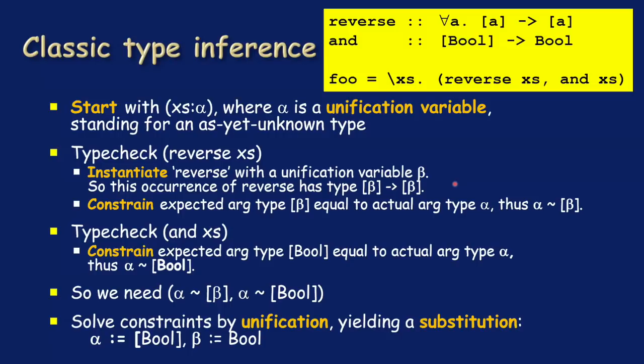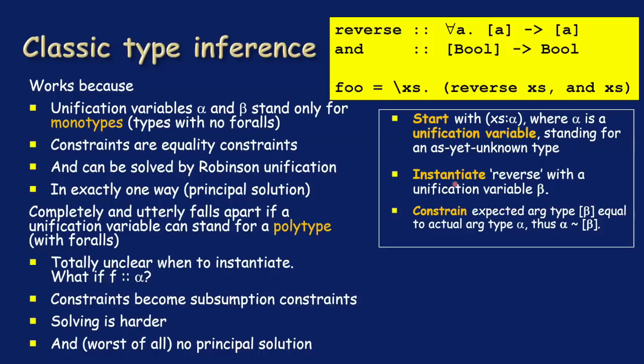But the trouble with this is that it depends critically on the unification variable standing only for monotypes, that is, types with no for-alls, because then the constraints that we emit can be equality constraints and can be solved by Robinson-style unification, and there is a single principal solution to that. There's only one best solution. It just falls apart if unification variables can stand for polytypes. When I'm trying to instantiate a function in a function call, as I said, I instantiate reverse. What if the function was f and it just had type alpha at the moment? Well, alpha might turn out to be a polytype later, but I don't know now how to instantiate it. Also, all the constraints become subsumption constraints. Solving them becomes harder, and worst of all, there's no principal solution to a bunch of subsumption constraints like this.